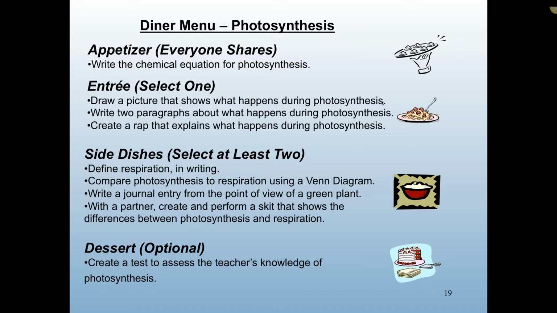Side dishes. Every meal has to have some side dishes, right? So you have to select 2. You can define respiration in writing. You can compare photosynthesis to respiration using a Venn diagram. Now we are assuming that we've already taught and used Venn diagrams with the class. You can write a journal entry from the point of view of a green plant. How many kids do you think have ever done that before? Written from the point of view of the plant. So here we are in science class, and look what we're doing. We're incorporating reading, we're incorporating writing, we're doing it using differentiated instruction, and I bet when the kids are done with this, they're going to understand photosynthesis like they have never understood it before.